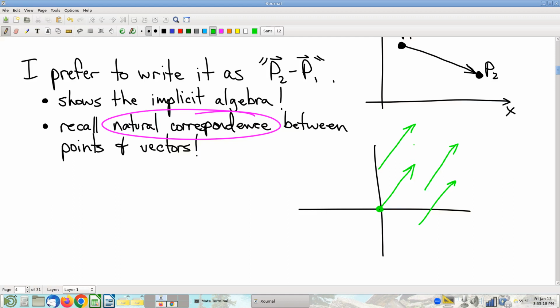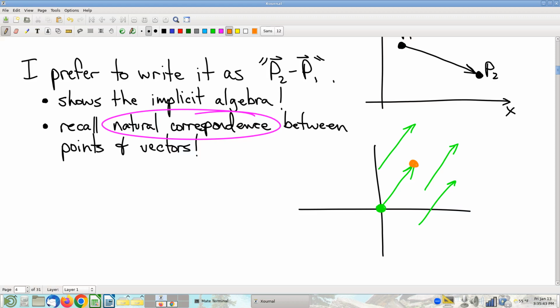The corresponding point is identified by finding first which of the arrows has its tail at the origin, and then wherever the head of that arrow is, that's the corresponding point. So if you blur this distinction and think of a point by way of its position vector and vice versa, then it just makes a lot of things easier.